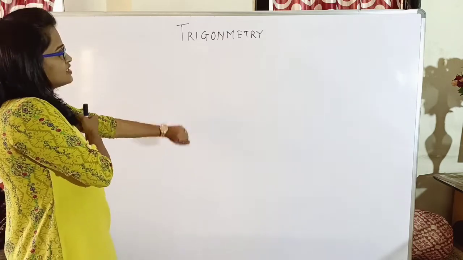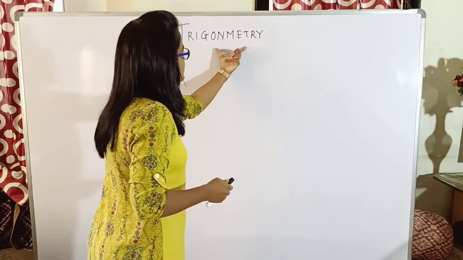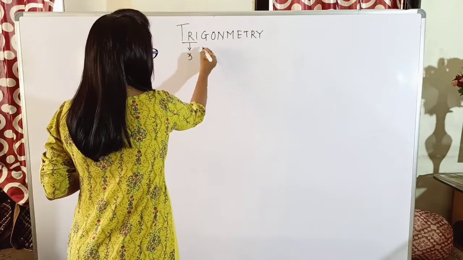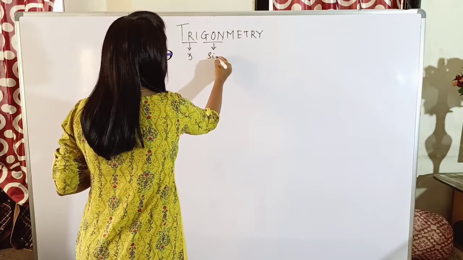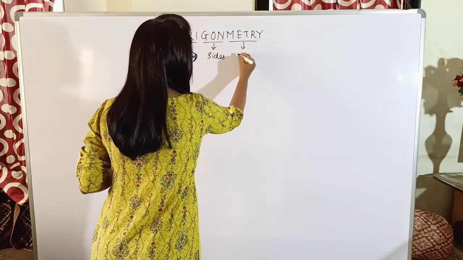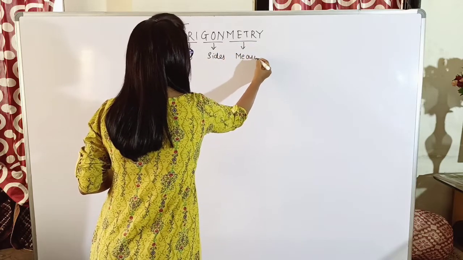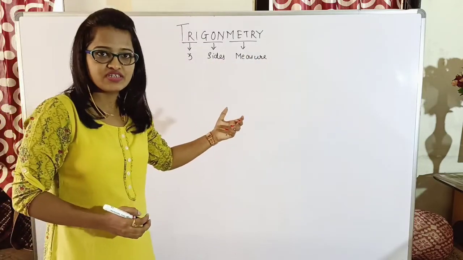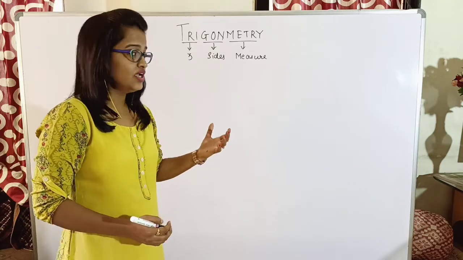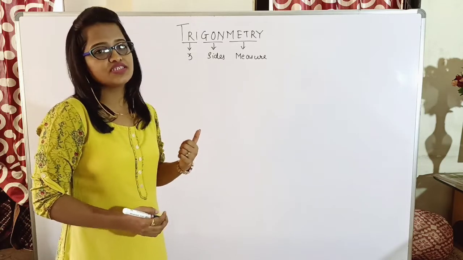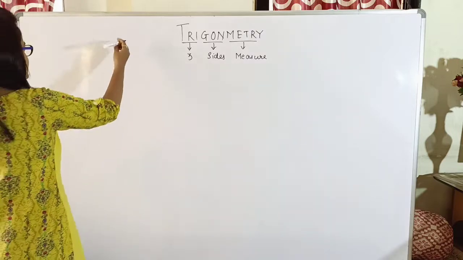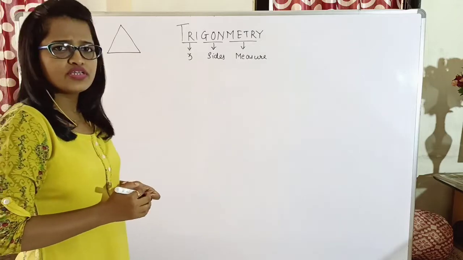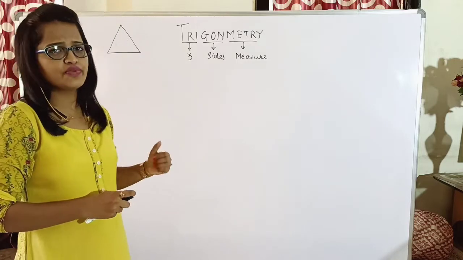Now if I try to divide this word into different parts, tri means 3, gon means sides, whereas metri means measure. So if I go by the definition of the word, trigonometry is actually measuring the 3 sides. Now which figure has 3 sides in it? Definitely it is a triangle, isn't it?